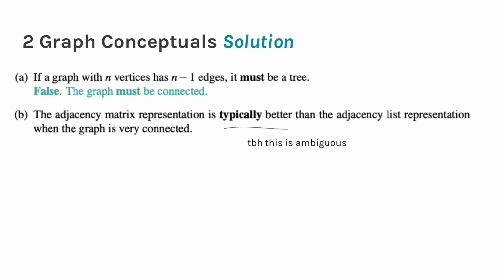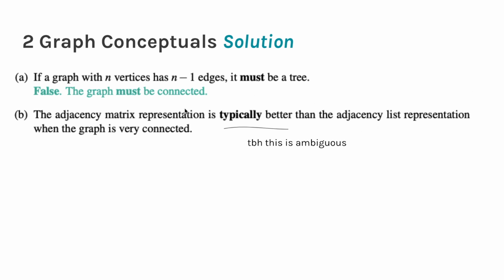The adjacency matrix representation is typically better than the adjacency list representation when the graph is very connected. To be honest, I think on an exam this "typically better" is slightly ambiguous because it doesn't specify what better means. But from the context, we take that to mean: what are the runtime and space complexity of operations when you're using an adjacency matrix versus an adjacency list?